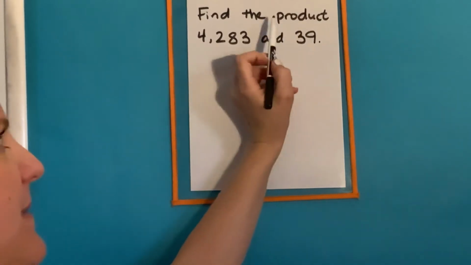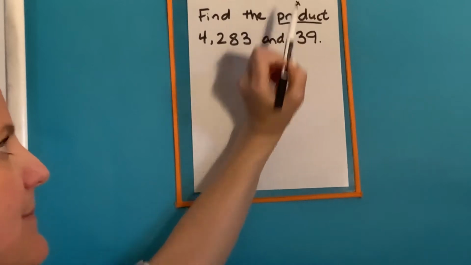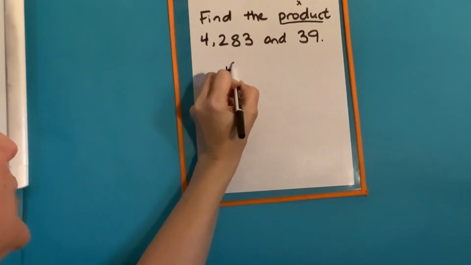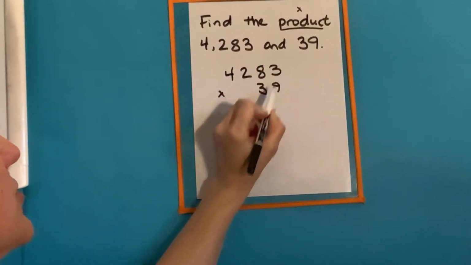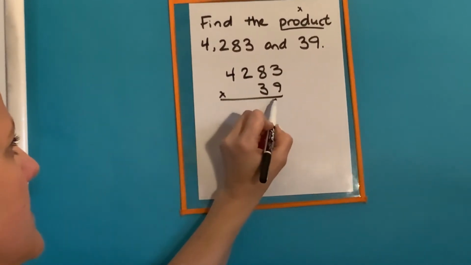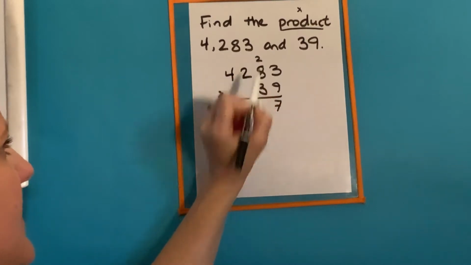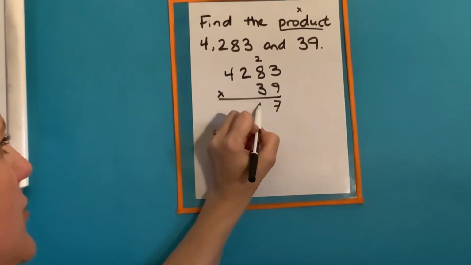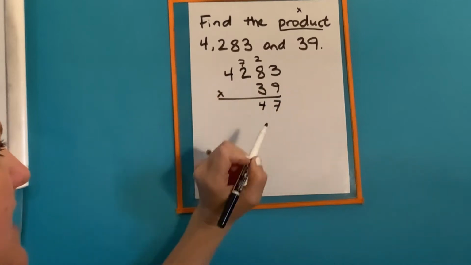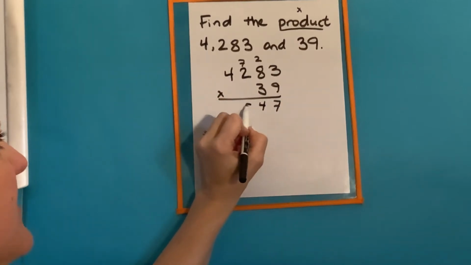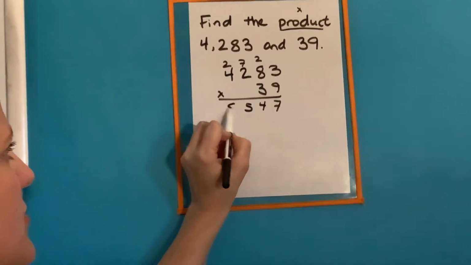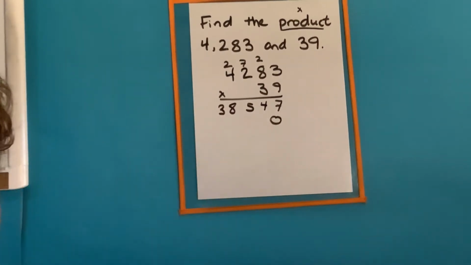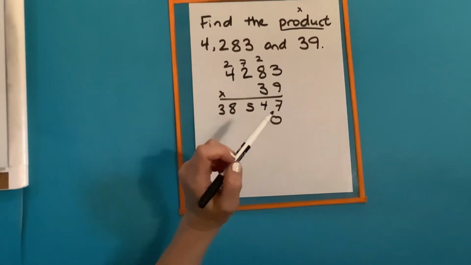Fifth graders, hopefully you remembered that product is a word that means multiplication, okay? So you should have multiplied these two numbers. So 9 times 3 is 27, carry the 2. 9 times 8 is 72, plus 2 is 74. 9 times 2 is 18, plus 7 is 25. 9 times 4 is 36, plus 2 is 38. Remember, we must have that 0 in order to show that we're multiplying now by 30, not 3, but by 30.